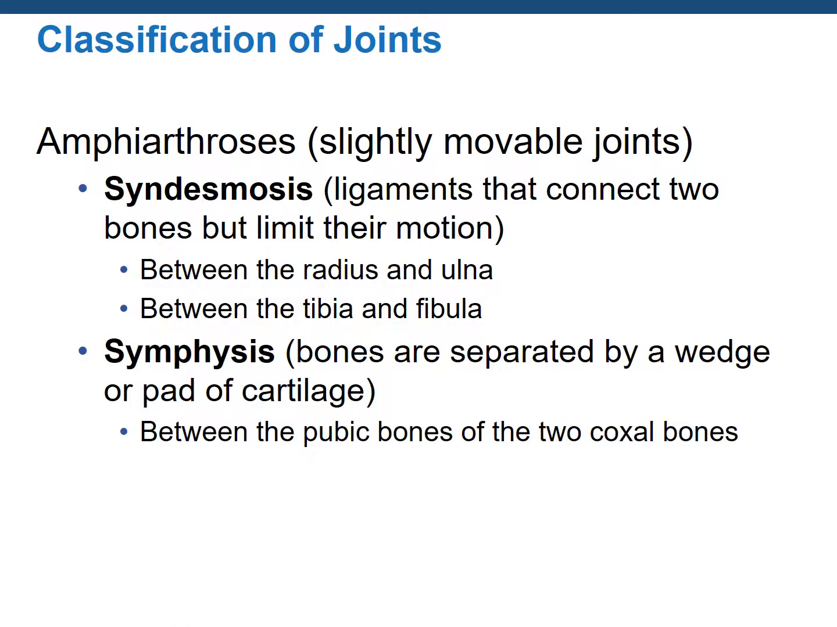Now, looking at amphiarthrosis, these are slightly movable joints, so they allow for a minor degree of motion and have greater strength than a diarthrosis. We have two types, a syndesmosis and a symphysis. Syndesmoses are where ligaments that connect two bones are present but limit their motion. These are found between the radius and ulna, and between the tibia and fibula. The symphysis has bones that are separated by a wedge or pad of fibrocartilage. These are found between the pubic bones of the two coxal bones. We also see a similar symphysis structure between the vertebrae.